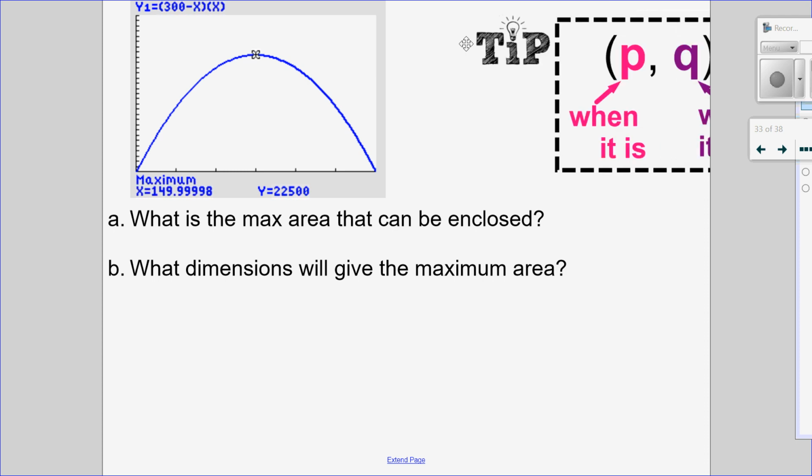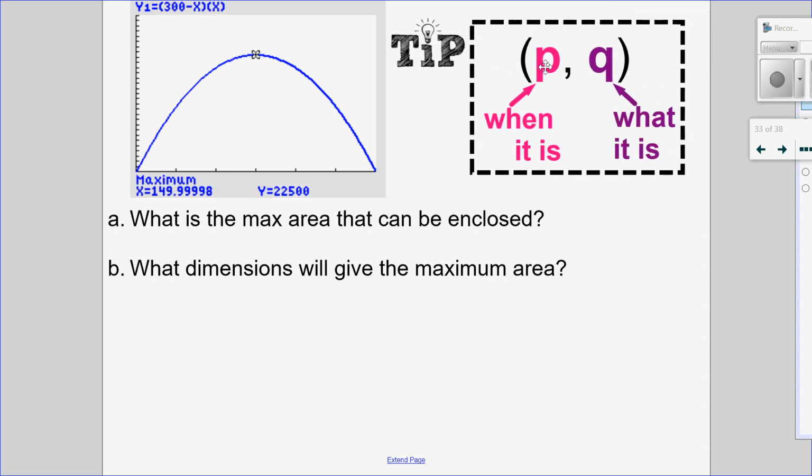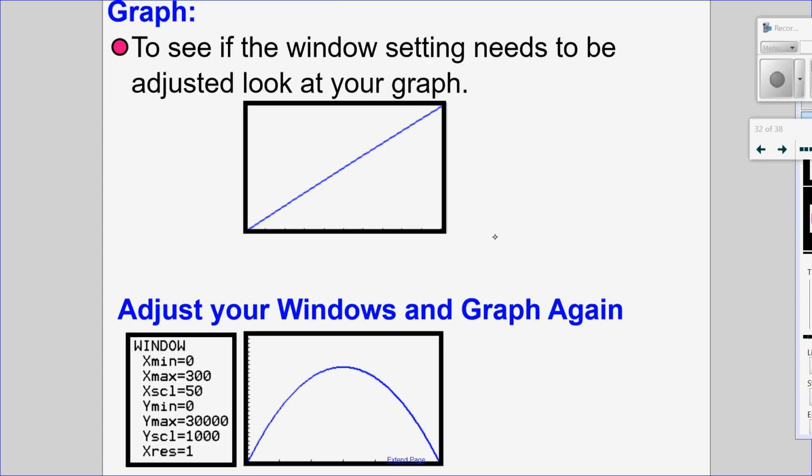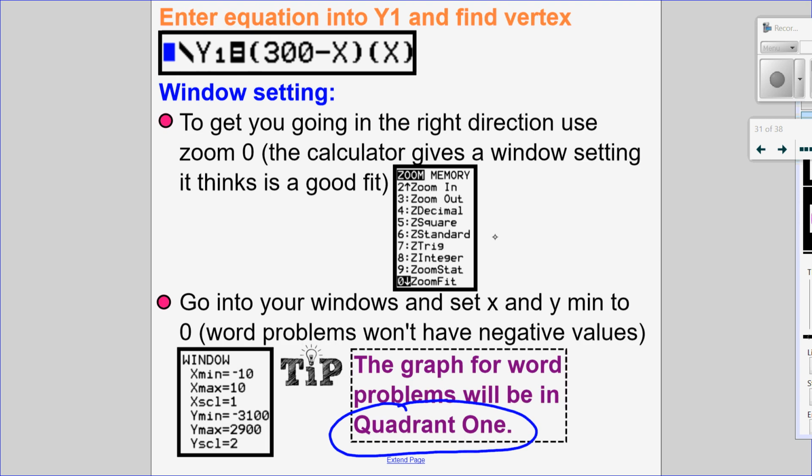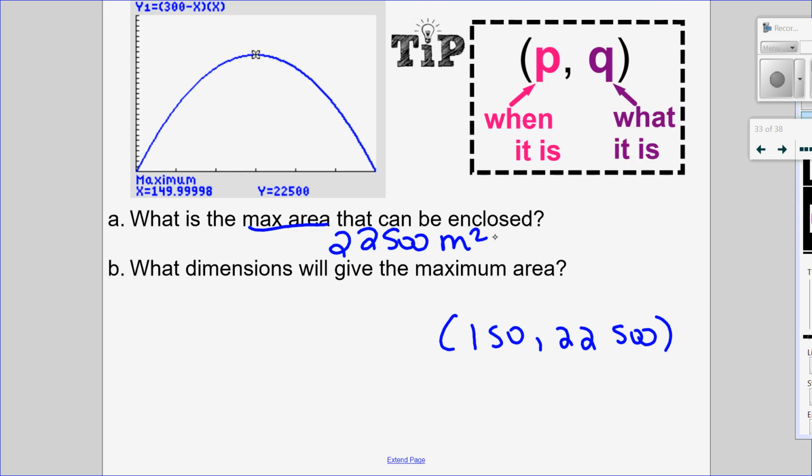Okay, so my tip for you when it comes to the vertex is that the x coordinate P is when it is, and the y coordinate Q is what it is. So if you look at your vertex, we have a vertex at 150 and 22,500. So what it is, is the maximum area. So the maximum area is 22,500 meters squared. I believe my units were meters squared, were they not? Let's just check. Yes, it was meters. Okay. What dimensions will give it? Well, this is when it happens.